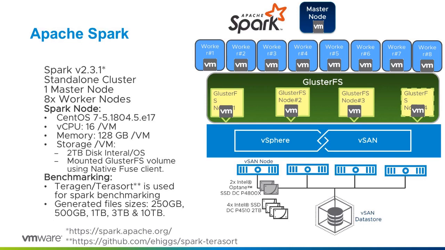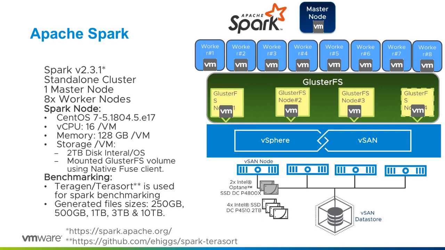These are the specs of the virtual machines. They have almost the same specs as the Gluster file system. However, for the storage part, we have only 1 internal disk for the operating system, and the mounted file system from Gluster is the one used for loading the data and doing the read and write operations.